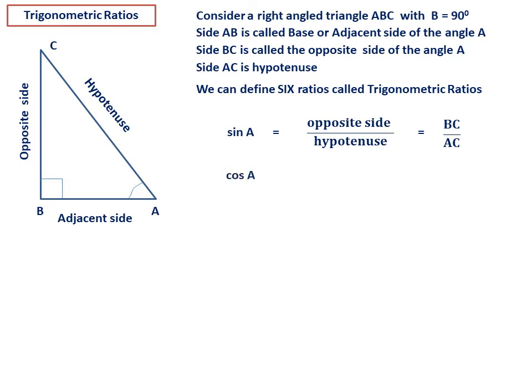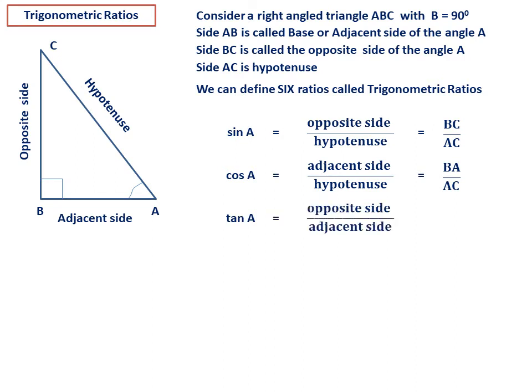Similarly, cos A we define as adjacent side by hypotenuse. That means we are taking the other two sides. So this is equal to BA divided by AC. Similarly, we can take tan A, another ratio, that is equal to opposite side by adjacent side. So this will be equal to BC, BC is the opposite side, adjacent side is BA.